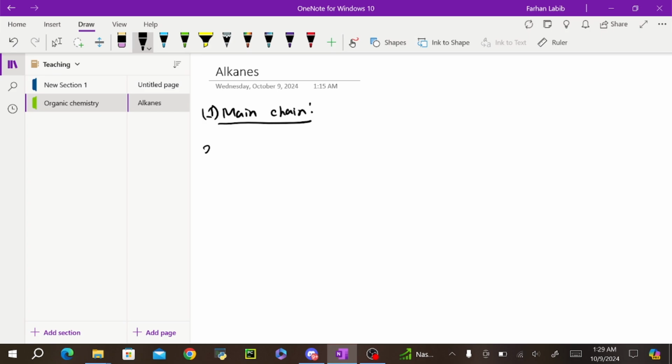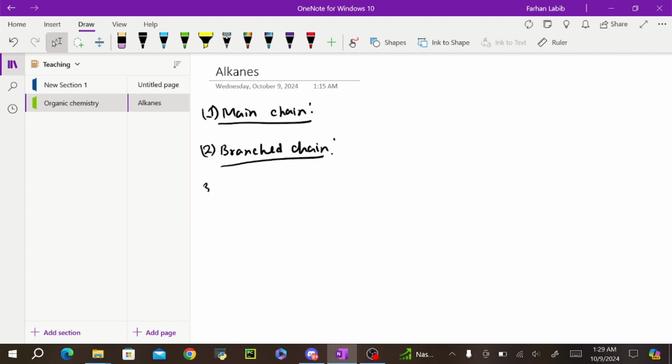The second one is the branch chain. Now what is a branch chain? A branch chain is the chain which is attached to the main chain. If we find that a chain is attached to the main chain, then we will consider that as a branch chain.